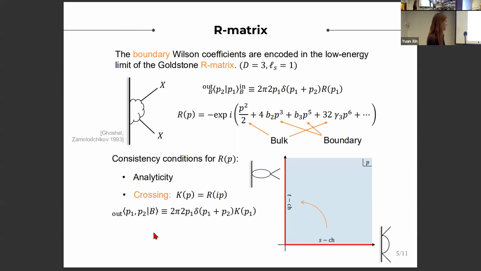Okay. So we have this other process, and crossing is the statement that this matrix that I defined, K, this was R in this S channel and K in this other channel. The crossing is just a statement that K is the analytic continuation of R. Okay. Good. So we're almost done.